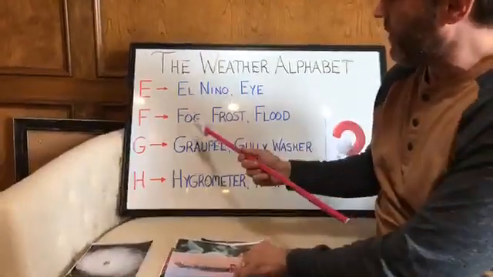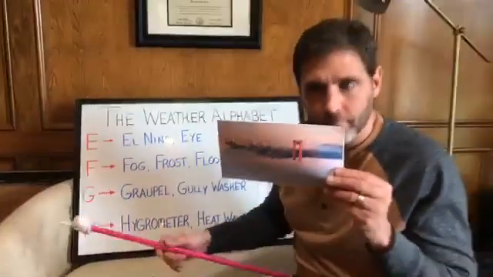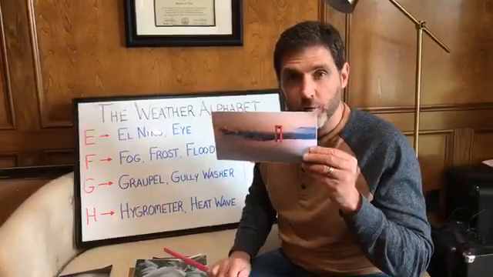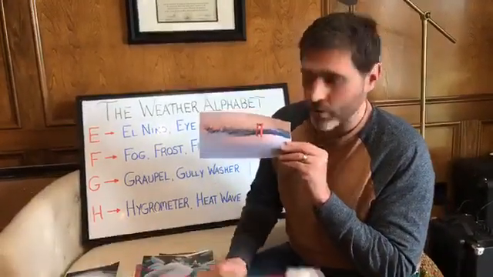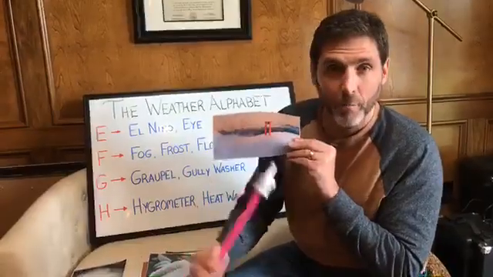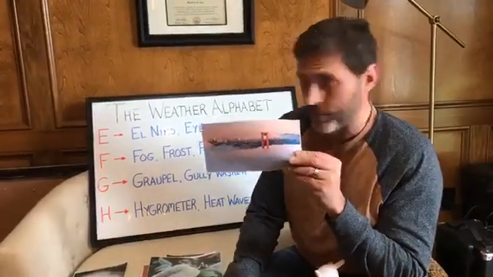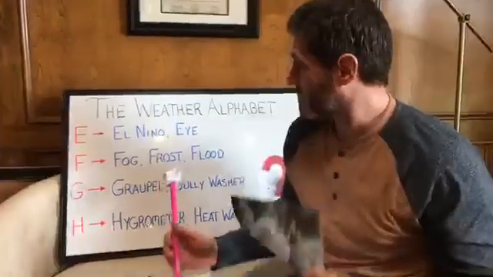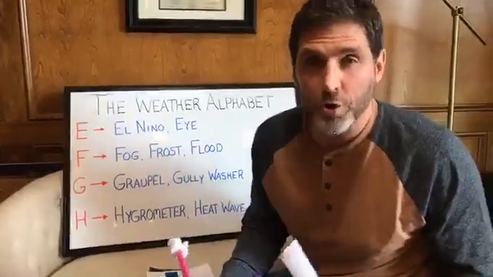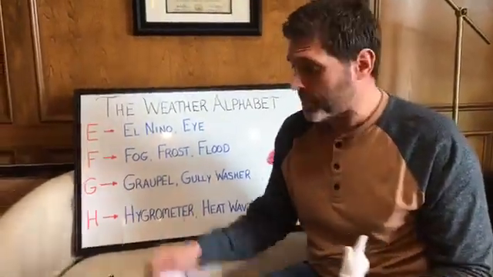We go to F, fog. There's San Francisco, there's fog. Basically, a cloud forms close to the ground. In this case, the Golden Gate Bridge went over top of the fog. Frost. There's frost. We've all seen frost. You know how frost forms?